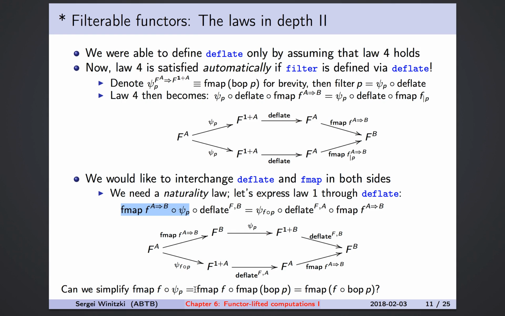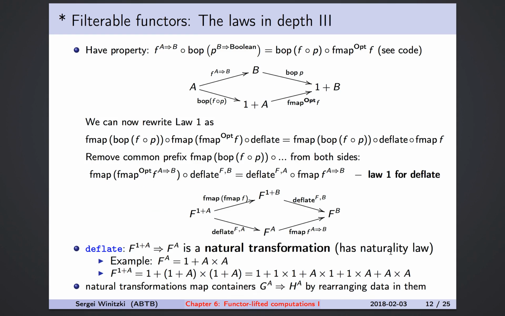Let's write it down. Fmap f, composition with psi, which is fmap of Bob p, is, by the fmap composition law, this. So can we simplify this expression? We can. Actually, there is a property which the Bob function has, which looks like we can interchange Bob with some functions. So it's like a naturality law, except it isn't, because Bob is not a function that works with functors. Only those functions can have naturality laws. So it's kind of a similar law that interchanges the order of Bob and some functions.